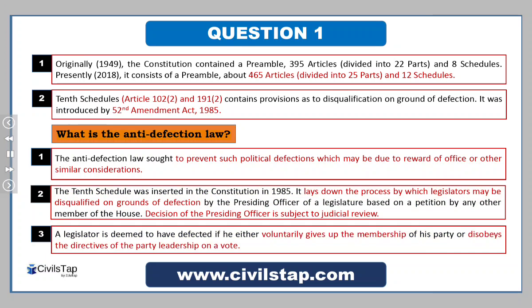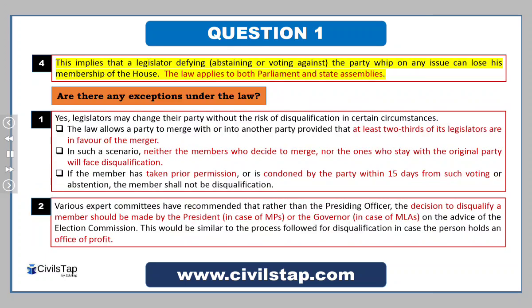What is the anti-defection law? This implies that a legislator defying, abstaining or voting against the party whip on any issue can lose his membership of the House. The law applies to both Parliament and state assemblies.